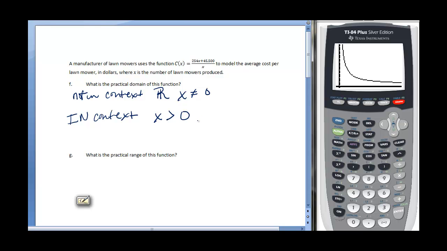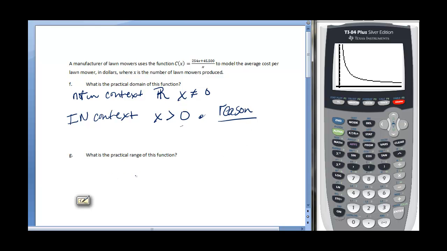Now, we wouldn't go to infinity, but depending on your company, if you're Ma and Pop making lawnmowers or you're John Deere, then that could be anywhere from a few units to hundreds of thousands of units. So if we put x is greater than 0, I think that would be good for now. And you would back up your reasoning there, give a reason for that.